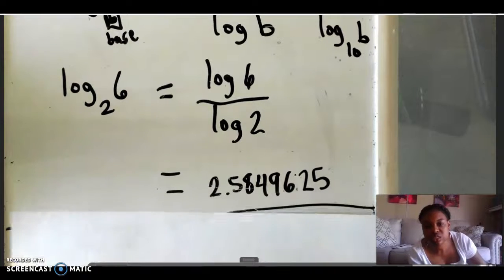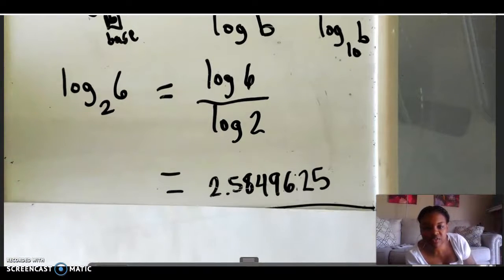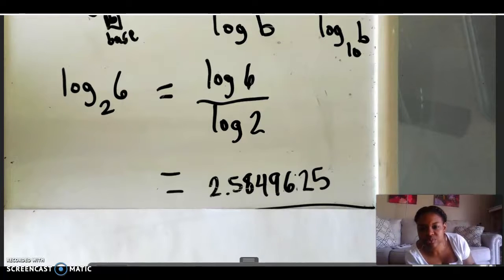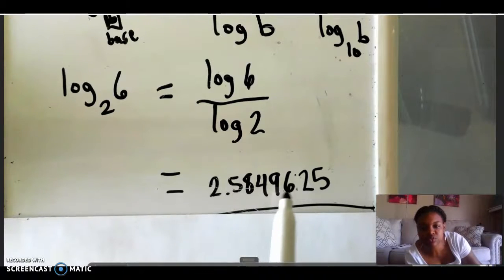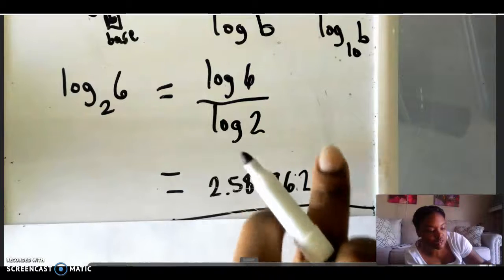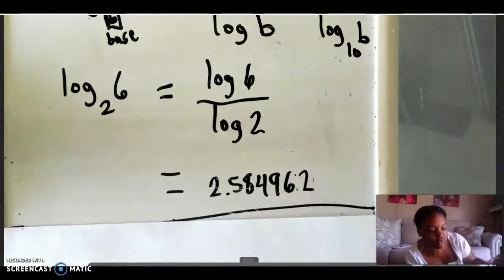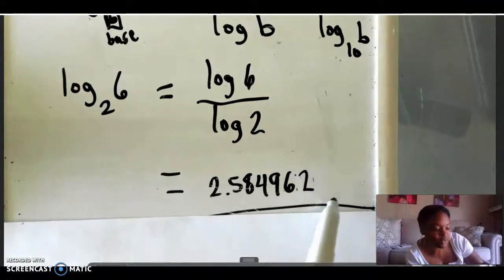Once you're done, you should get 2.5849625. I think they asked for 6 decimal places. So 1, 2, 3, 4, 5, 6. So we can get rid of the 5, and that will be our final answer.